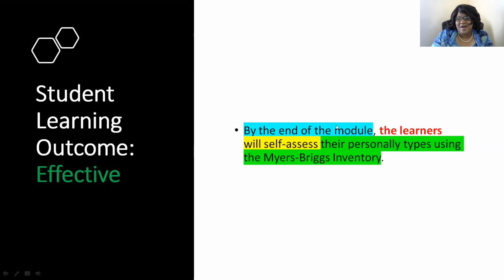By the end of the module, we have a time frame. I use the term learners because that's used very frequently. They'll self-assess. So self-assess is the action, and they're doing that by self-assessing their personality types using the Myers-Briggs inventory, and that's very easy to see if they've completed that, if you needed to look at it.